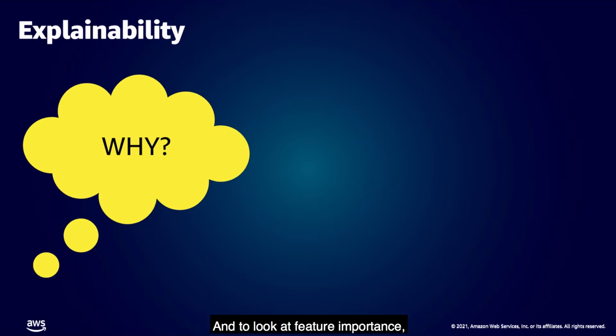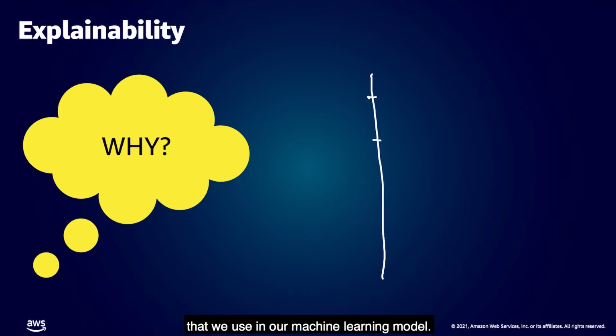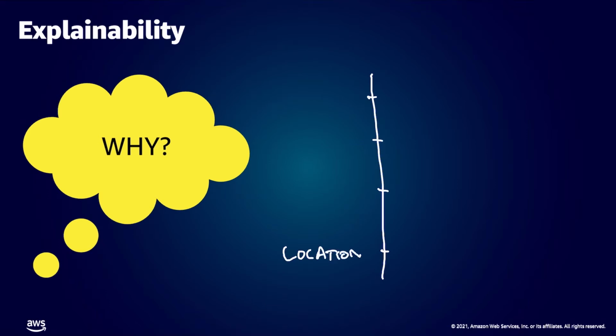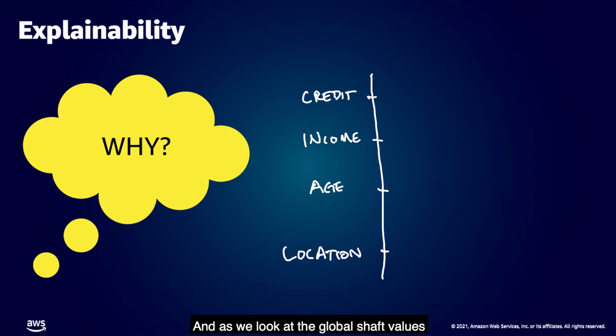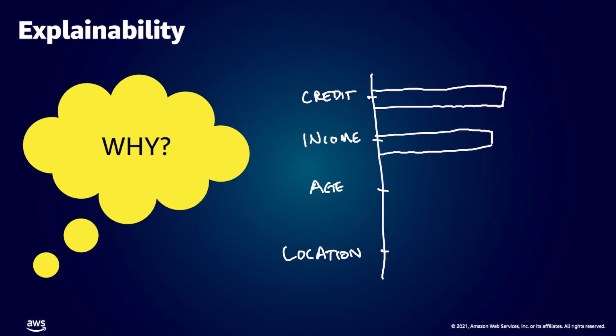To look at feature importance, we're going to list all of the input variables that we use in our machine learning model. So in our bank loan example, we'll use location, the applicant's age, income, and credit history. And as we look at the global SHAP values for these different variables, we can plot these SHAP values using a simple bar chart.